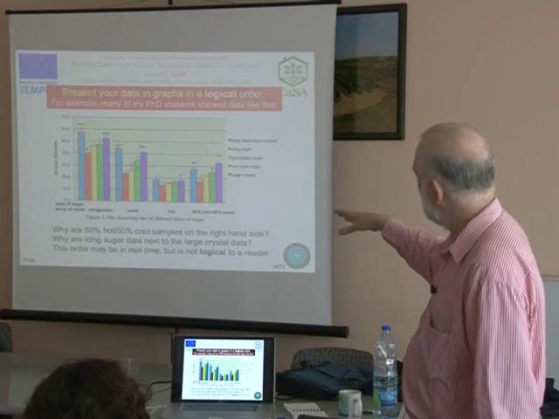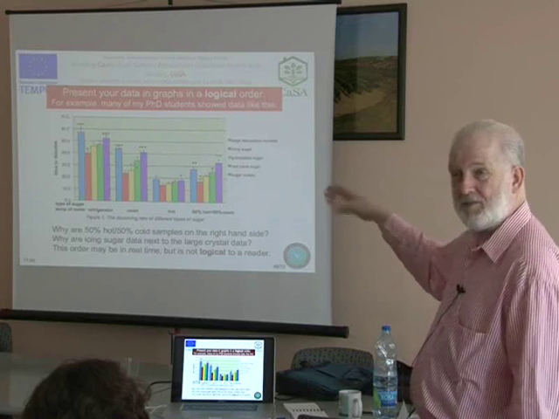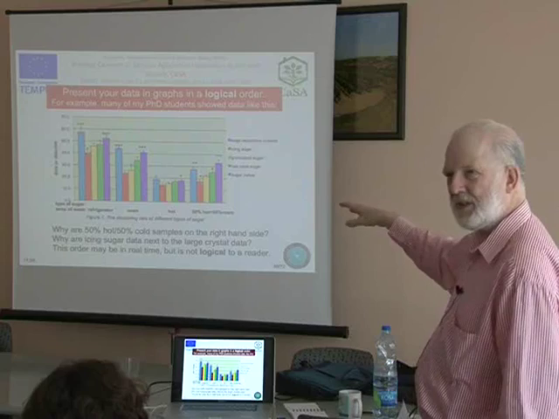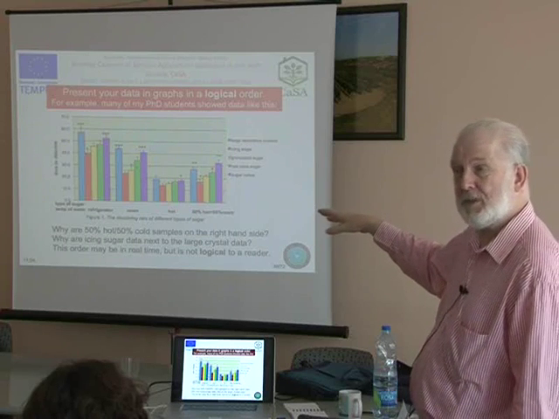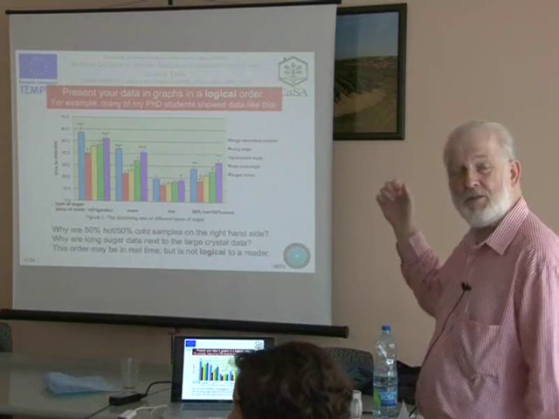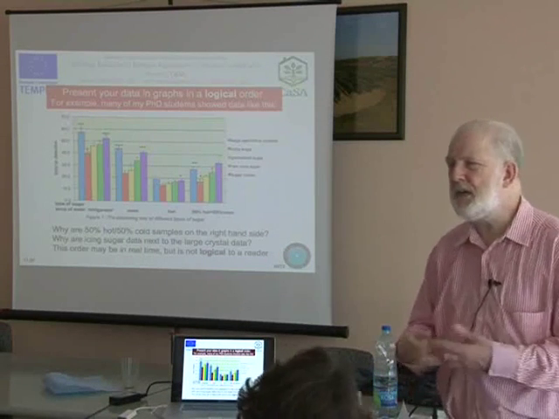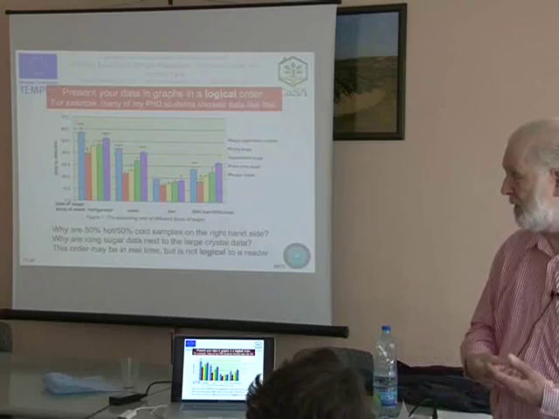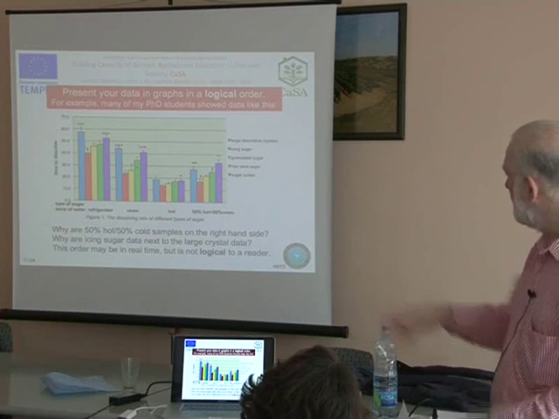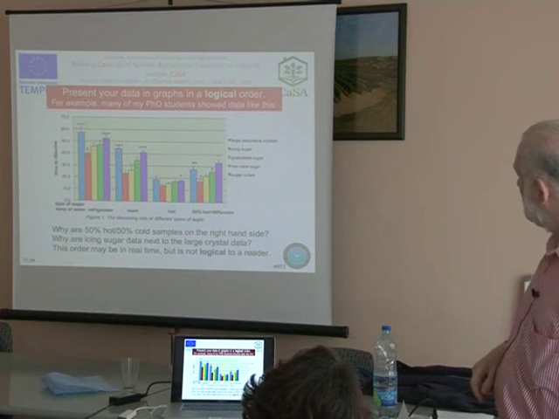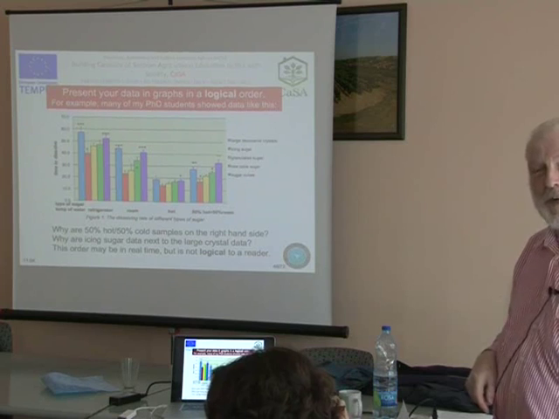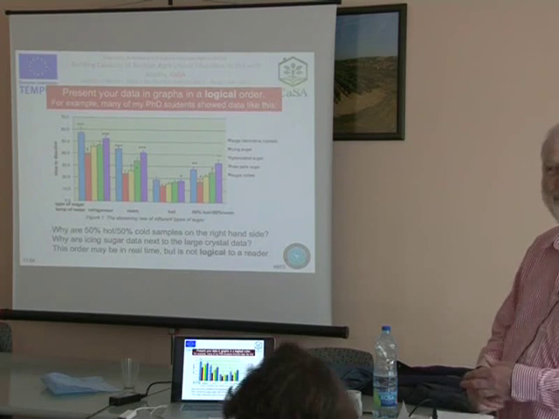And you see, somebody reading that and looking at that figure will think, well, what's the logical reason for having 50% hot and 50% cold on the right-hand side? So you've got to think logically about how the reader is going to be looking at your information. Does it make sense to the reader? So why are 50% hot and 50% cold samples on the right-hand side? The answer is, that's where it was in the Excel spreadsheet.